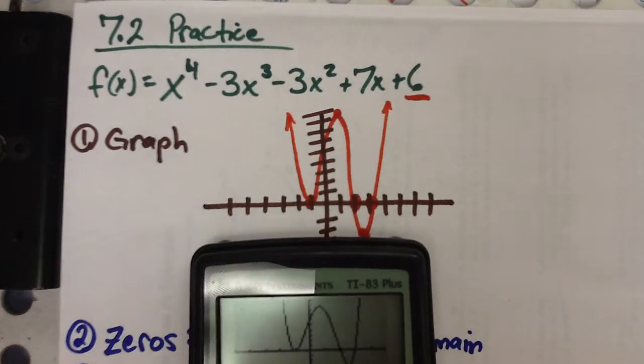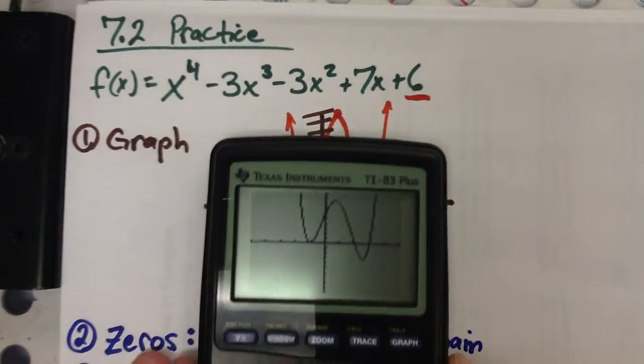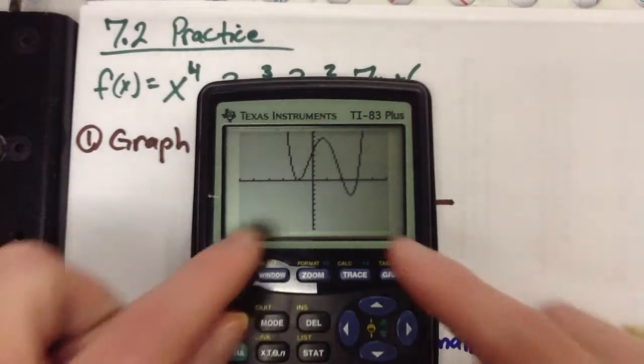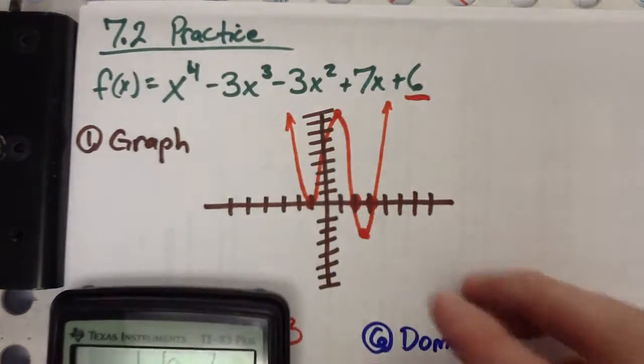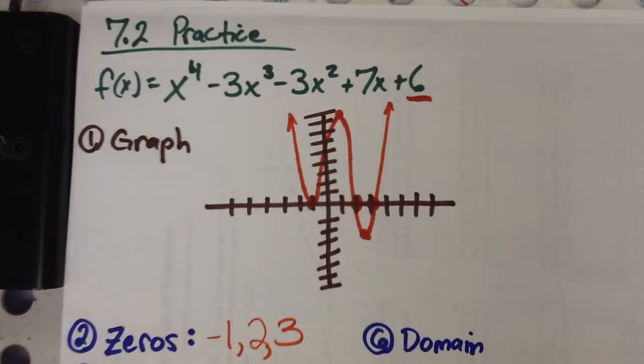All right, let's add to the practice a little bit here. I've changed the window a little bit so that it makes the graph fit better. I've gotten the calculator. This is a graph we already drew. So let's add domain and range and intervals of increasing and decreasing.